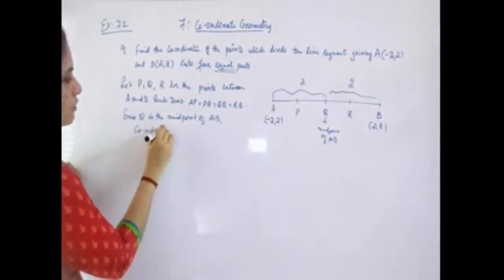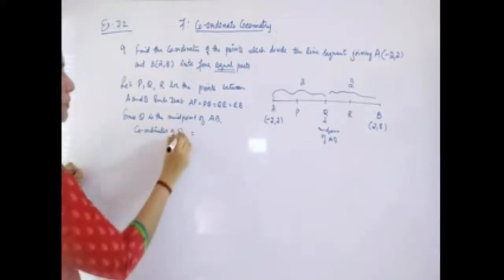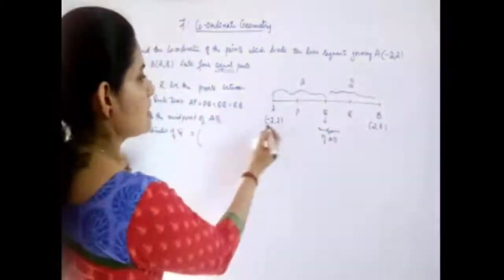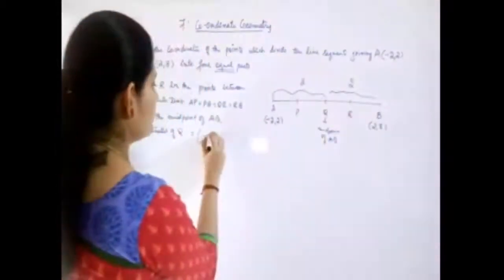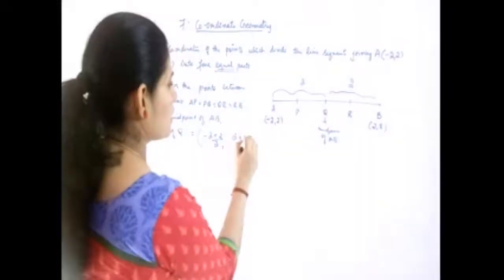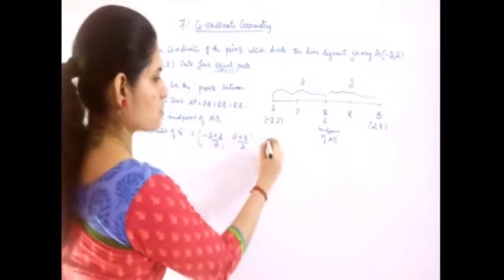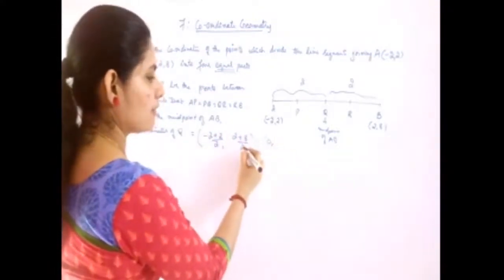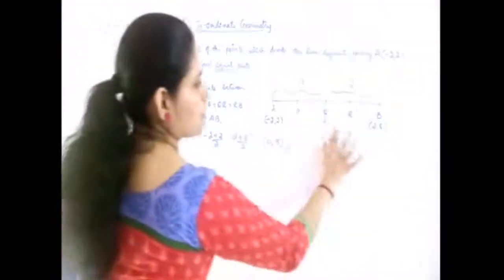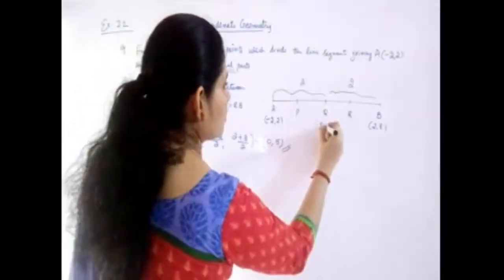Coordinate of Q is equal to, what will you get? A is this, B is this, and the midpoint is given as (-2 + 2)/2, (2 + 8)/2, which will give you, -2 + 2 is 0, so 0/2 is 0. Here you will have 10, and 10/2 is 5. So you got the coordinate of Q. Just replacing the coordinate of Q here, that is (0, 5).